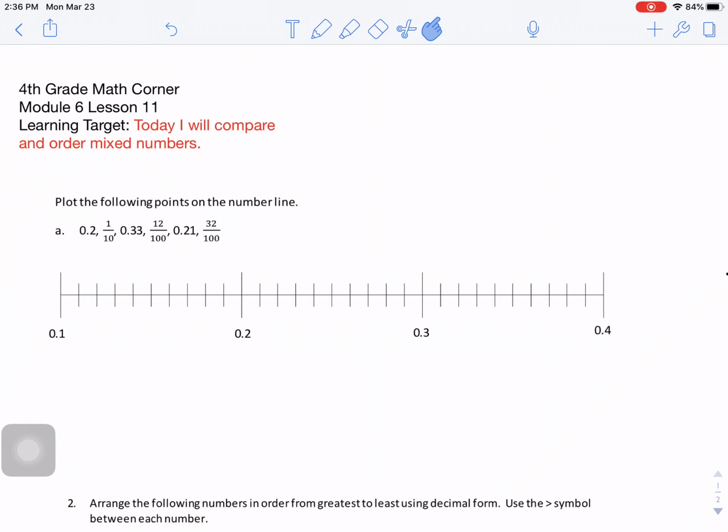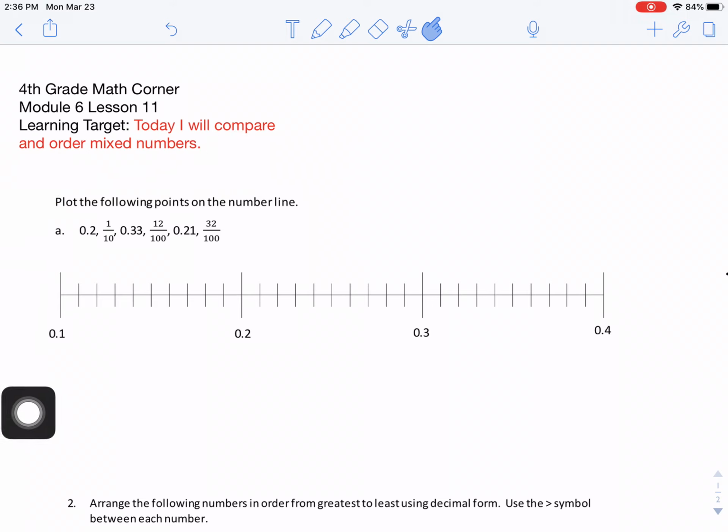We are going to be doing screenshot videos rather than teacher lesson videos. You will be able to follow along on my screen. Today we are going to be doing Module 6, Lesson 11. Our learning target says, today I will compare and order mixed numbers.